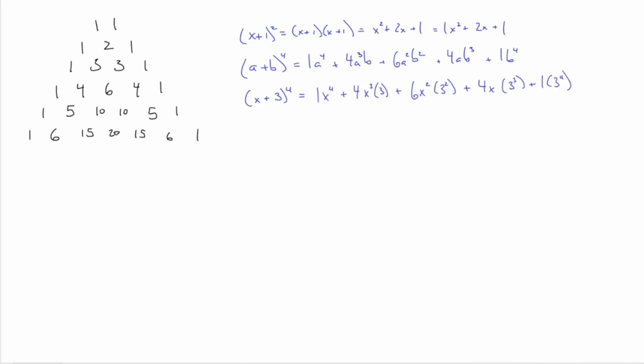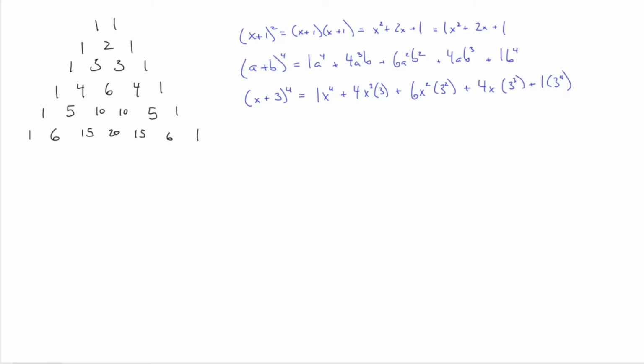It's 1 times x to the fourth, and then the next coefficient is a 4 times x cubed, and then that second term raised to the first, so that's 3 to the first. And then the next coefficient is a 6, and the power of x goes down and the power of 3 goes up, so it's 6x squared times 3 squared. And then the next coefficient is a 4, and the power of x goes down yet again, so it's 4x, and the power of 3 goes up, so it's 3 cubed. And then finally 1 times 3 to the fourth.